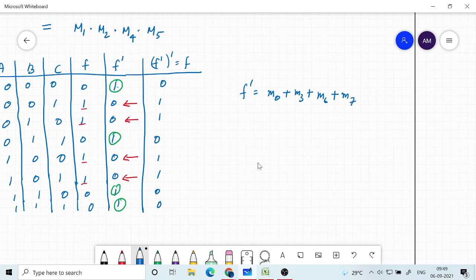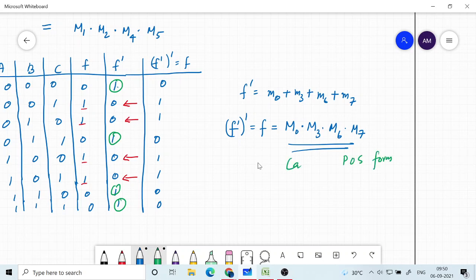Okay, so you start with the minterm representation of F dash, and then we take the complement of the complement, which is basically F, and by applying DeMorgan's theorem, following the same steps, you will get it as M0, M3, M6, M7. So that is basically the representation of F as POS form. So this is our product of sums form. Canonical, I should say canonical.